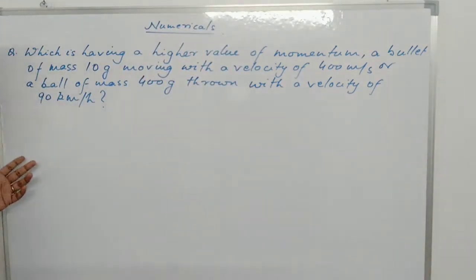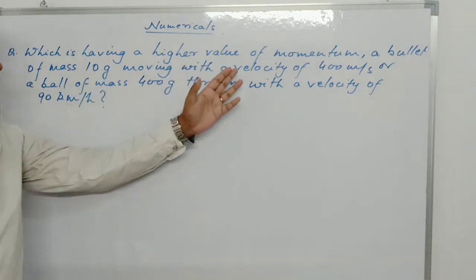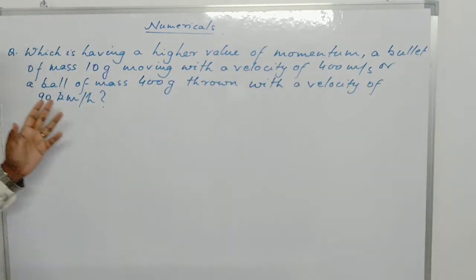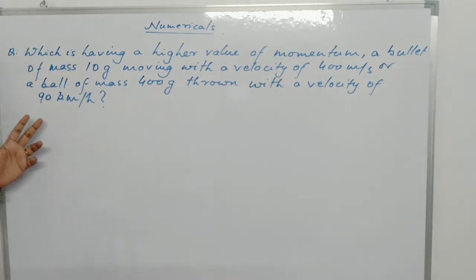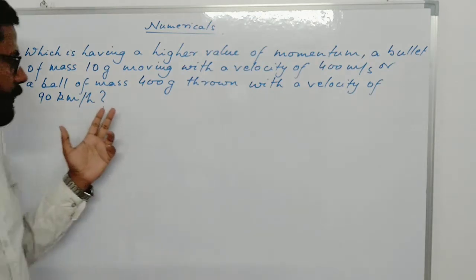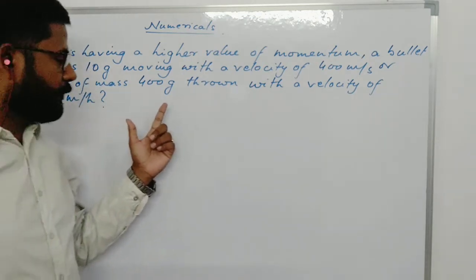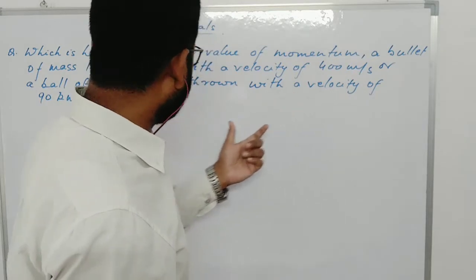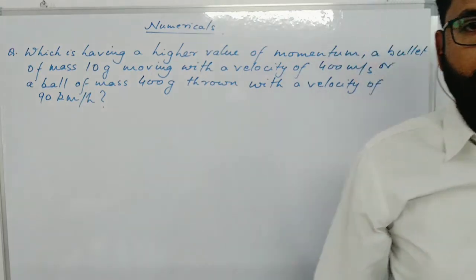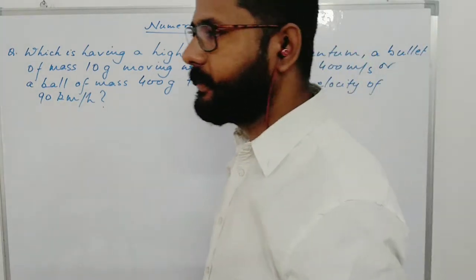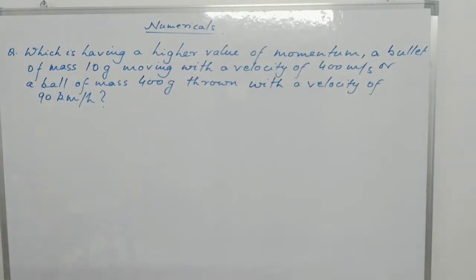So let's start with the numericals. The first numerical is: which has a higher value of momentum, a bullet of mass 10 gram moving with a velocity of 400 meter per second, or a ball of mass 400 gram thrown with a velocity of 90 kilometer per hour? We know what momentum is. Momentum is the multiplication of mass and velocity.